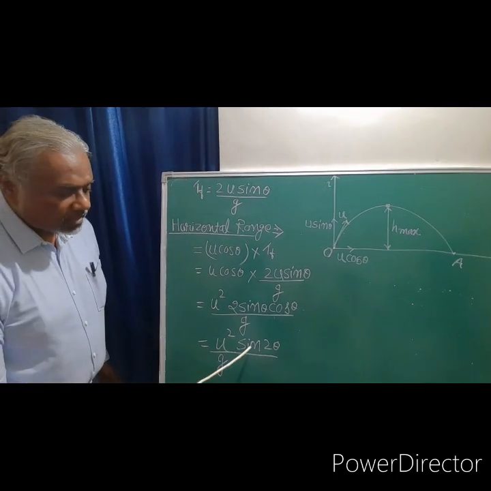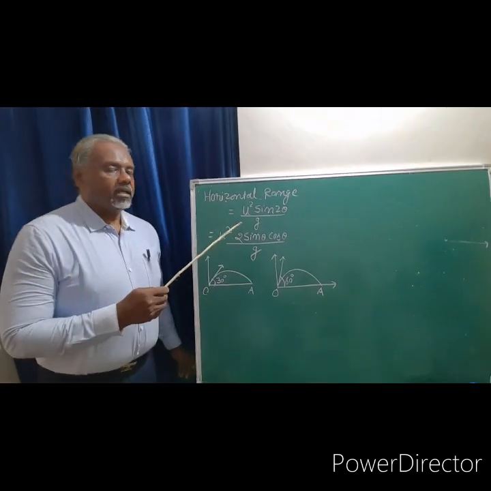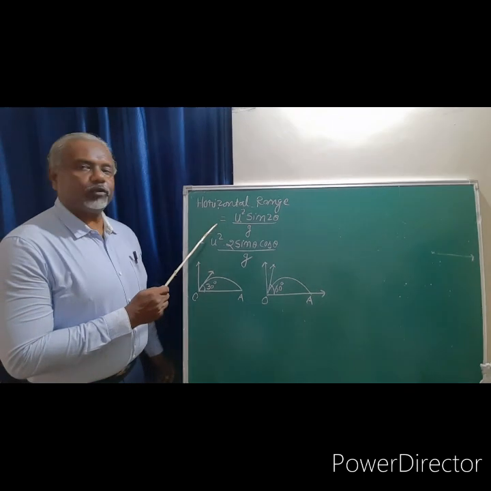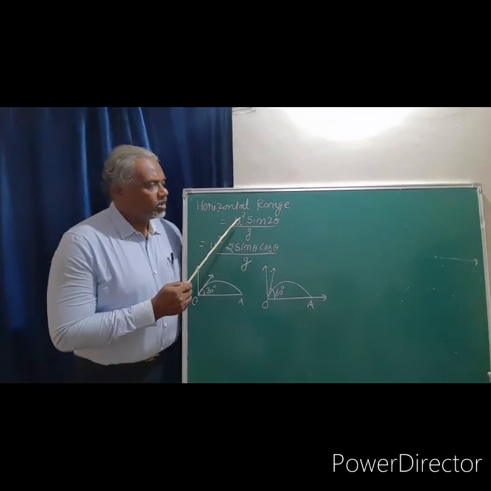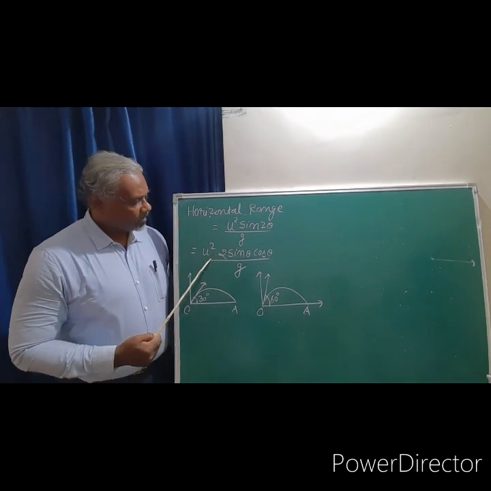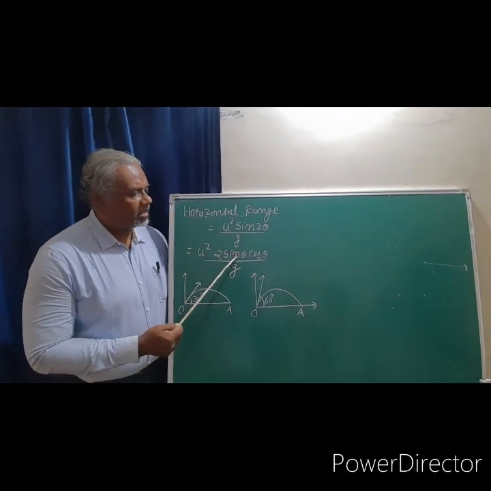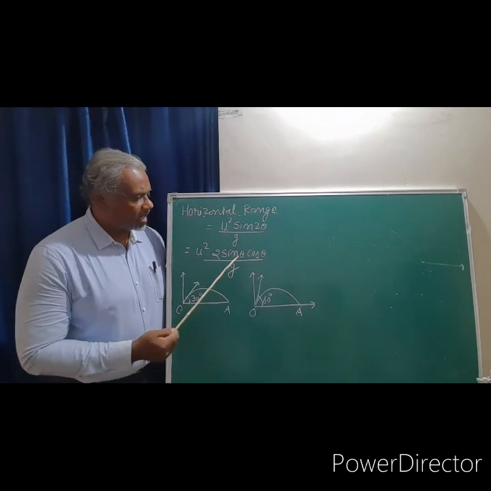U square sin 2 theta by g is the expression for horizontal range, or this is equal to u square 2 sin theta cos theta by g.